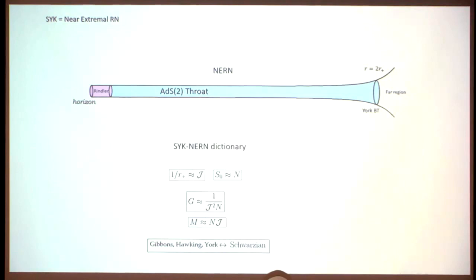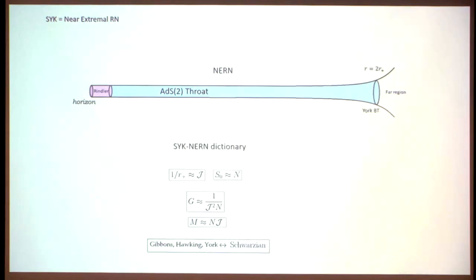And if you like, you can try to cut off the geometry and replace the outside by a boundary condition or a boundary term in the action. That boundary term in the action is the York term, sometimes called the Gibbons-Hawking-York term. I'm not sure why. It was definitely York who invented it. It's a term in the action. Just to remind you of that.